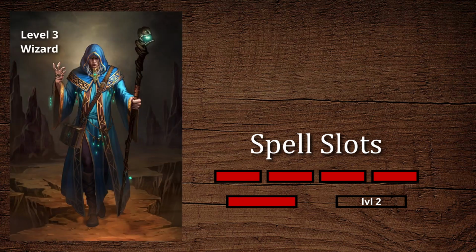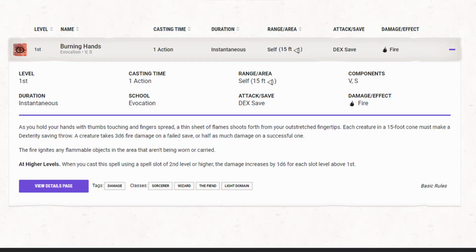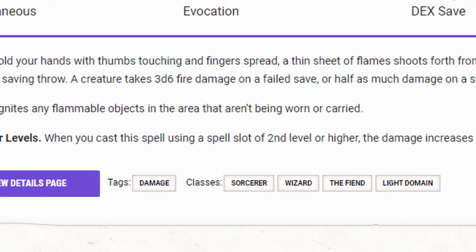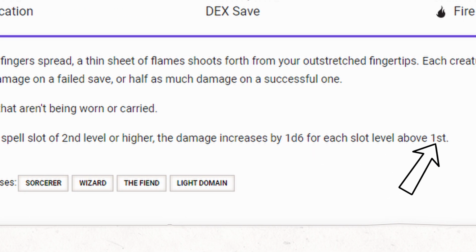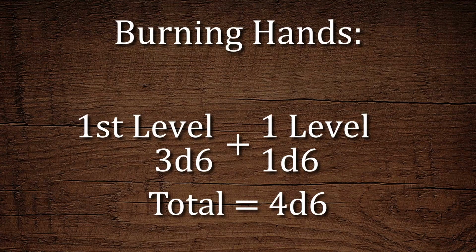Some spells will become more powerful when they're cast at higher levels. Burning Hands is one of those, as you can see at the bottom of its entry. It says that it does an extra 1d6 fire damage per level higher than first. So if you cast it at level 2, it will do a total of 4d6 fire damage. Or if you cast it at level 6, it will do a total of 8d6 fire damage.